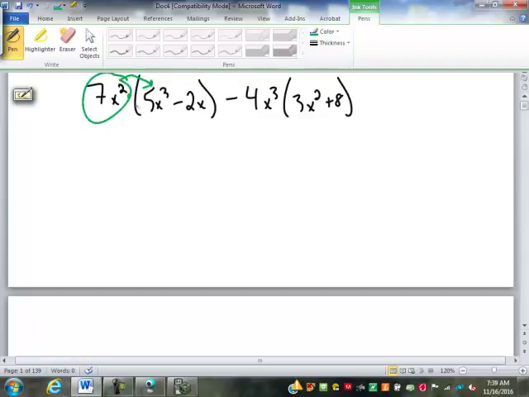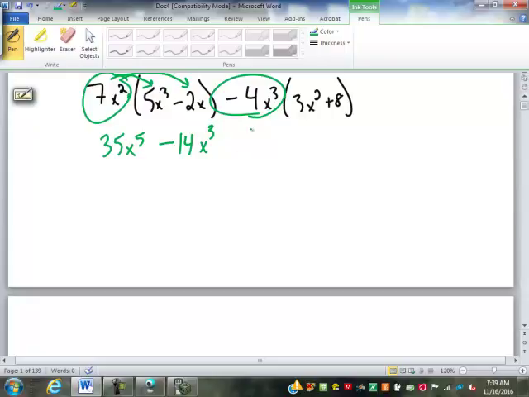7x squared times 5x to the third, 35x to the fifth. Good. 7x squared times negative 2x. Minus 14x to the third. Good. Second set of parentheses. There's nothing to do inside of them, but there is something that's going to be done to them. It's going to be multiplied by, perfect, negative 4x to the third.